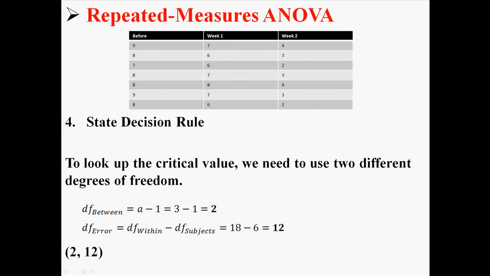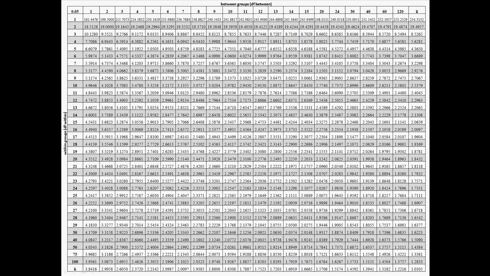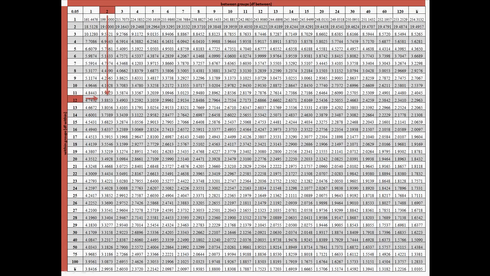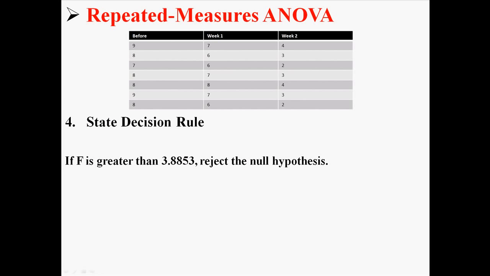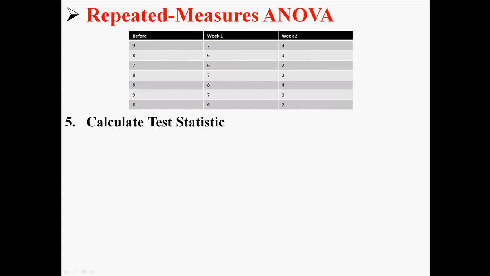So next we need to state our decision rule. And in order to do that, in order to look up the critical value, we need to use 2 different degrees of freedom. We're going to use degrees of freedom between and degrees of freedom error. We're going to use 2 and 12. So I'm going to go to my big F table that has the between groups on the top and the within groups on the left side. And I'm going to look up 2 and 12, which gives me a critical value of 3.8853. That means that if F is greater than 3.8853, we will reject the null hypothesis. That is our decision rule.